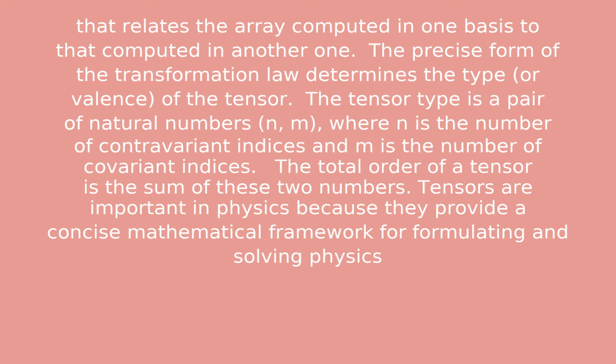The tensor type is a pair of natural numbers (n, m), where n is the number of contravariant indices and m is the number of covariant indices. The total order of a tensor is the sum of these two numbers.